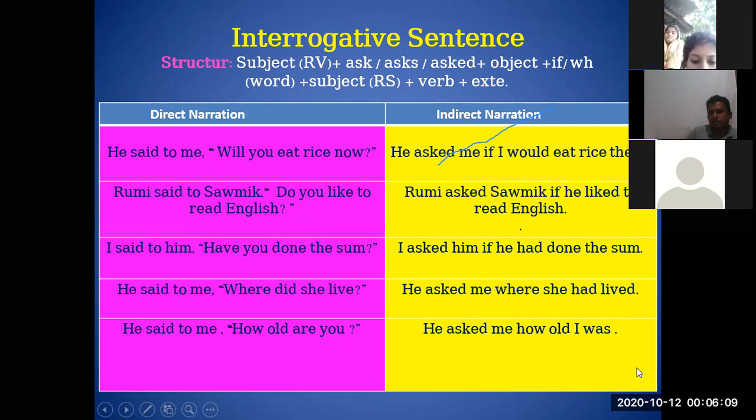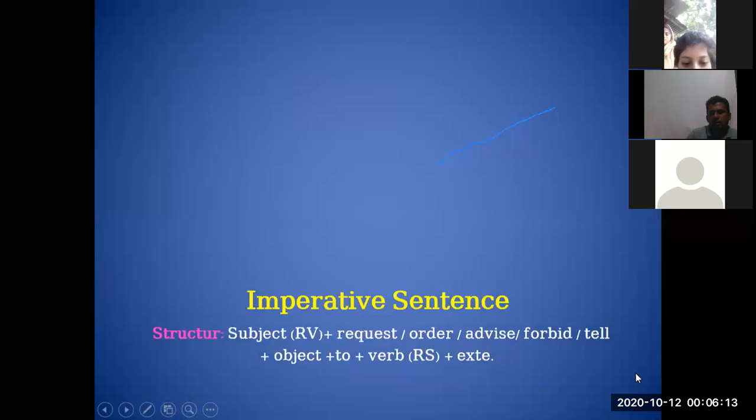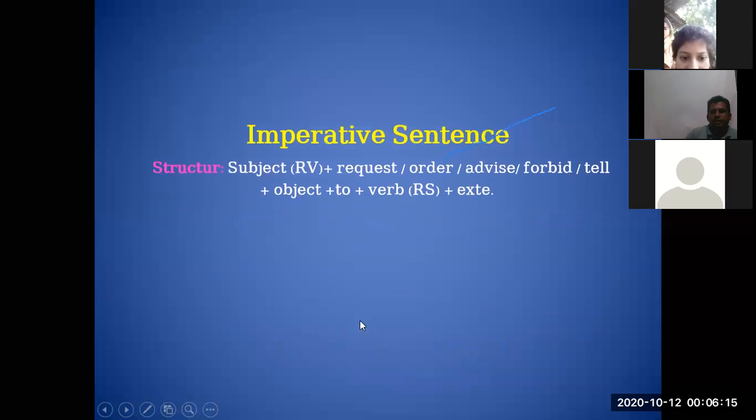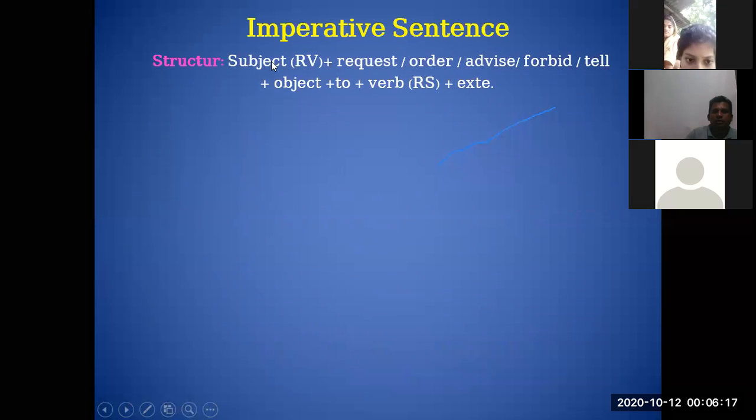Now, dear students, look at the next slide. The rule of imperative sentence. There is a structure: subject plus request, order, advice, forbid, tell, plus object.